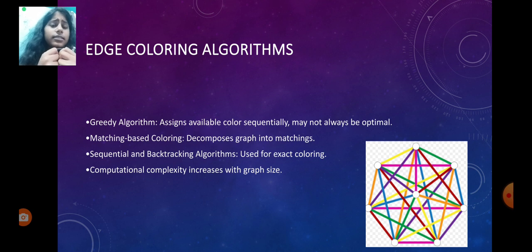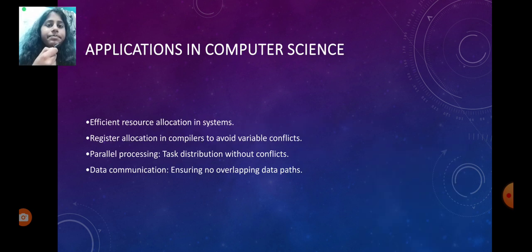So now let us discuss the greedy algorithm. It assigns available colors sequentially and may not always be optimal. Matching based coloring decomposes the graph into matchings. Sequential and backtracking algorithms are used for exact coloring. So this is all about edge coloring algorithms. Now let's get into another slide.